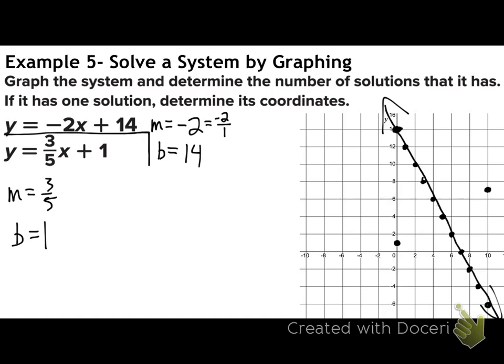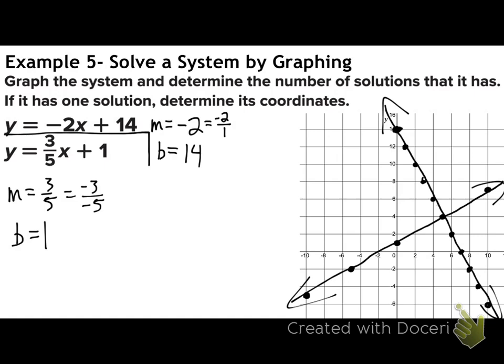What other two directions can I go for this one? Down 3, left 5. 1, 2, 3. 1, 2, 3, 4, 5. So I've graphed both lines on the same graph.